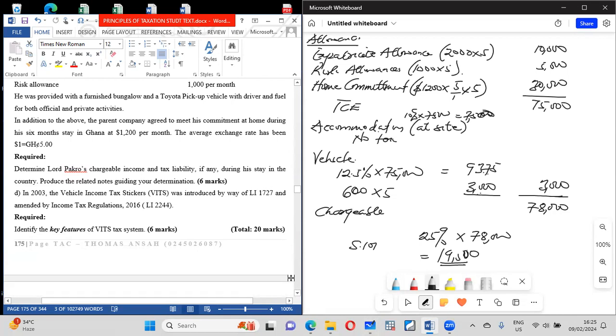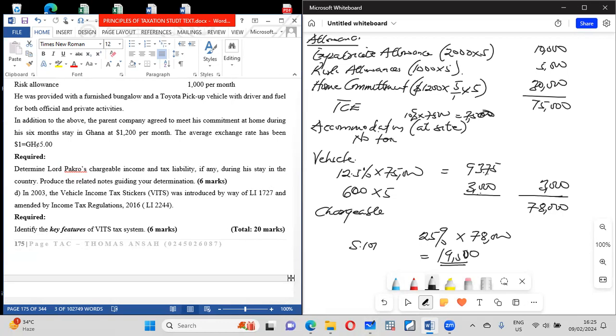The D part is talking about vehicle income tax. It says that in 2003, the vehicle income tax ticket was introduced by way of LI 1727 and amended in 2016. Identify key features of the VIT.